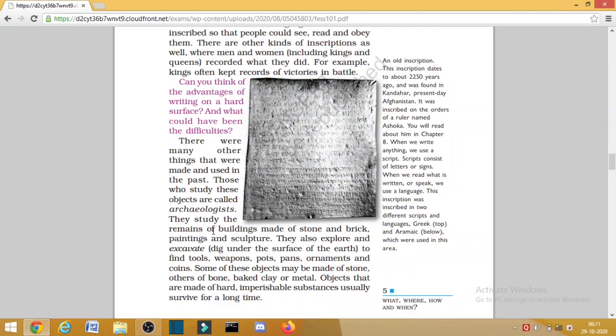They study the remains of buildings made of stone and brick, paintings and sculpture. They study whatever buildings remain, which are made of stone and brick, paintings and sculpture. Sculpture means the art of making figures or objects from stone, wood, clay, etc.